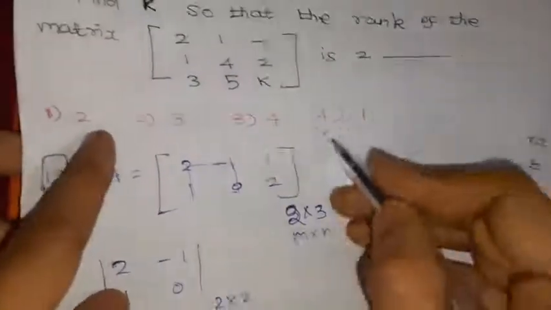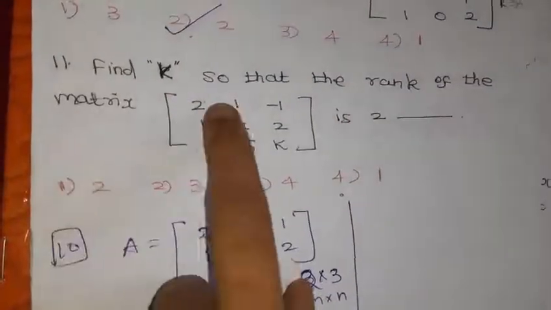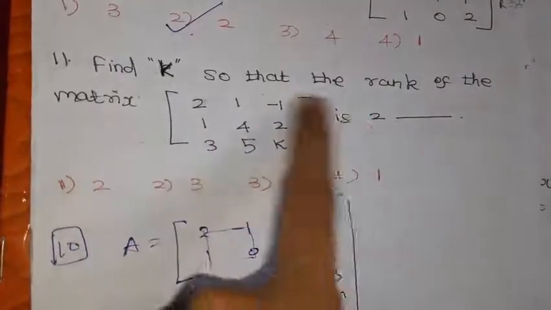Then question number 11: find K so that the rank of the matrix is 2.